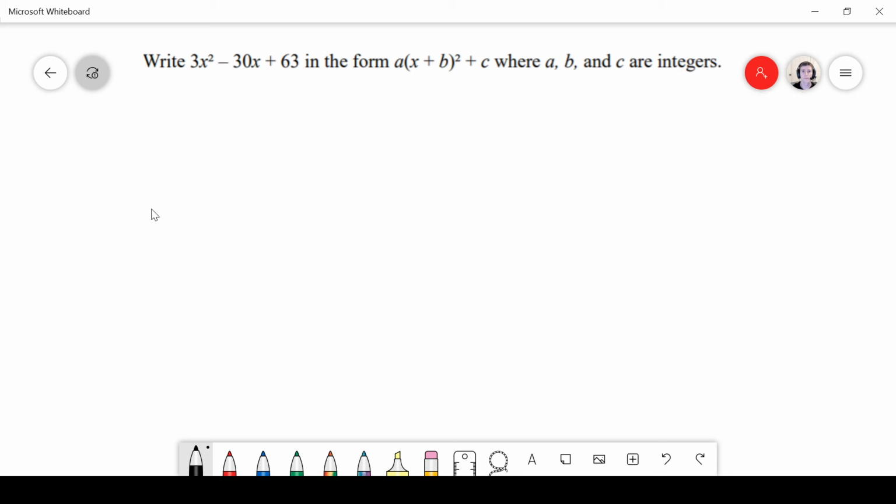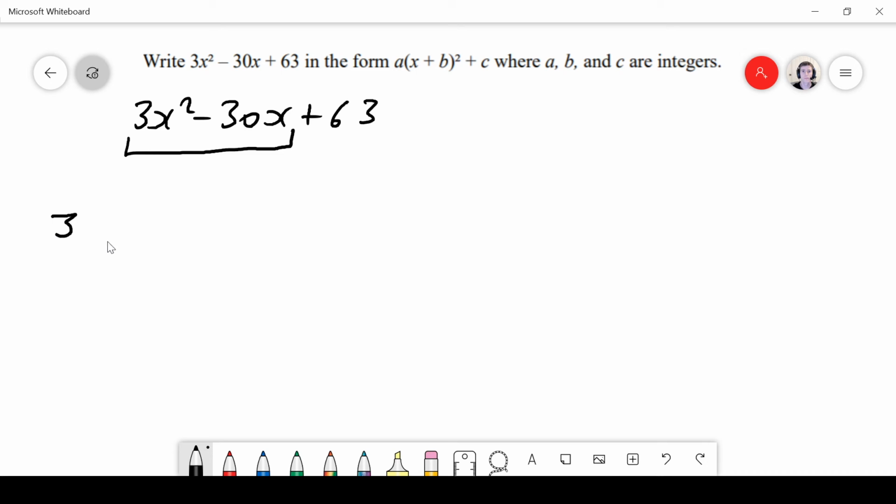So we've got 3x squared minus 30x plus 63. What we're going to do here is take this 3 out as a factor of this first little bit, so we can complete the square like we usually do. So we've got 3(x squared minus 10x) on the inside plus 63, because when I expand this out, I have 3 times x squared to get 3x squared, 3 times minus 10x to get minus 30x, and then add 63.